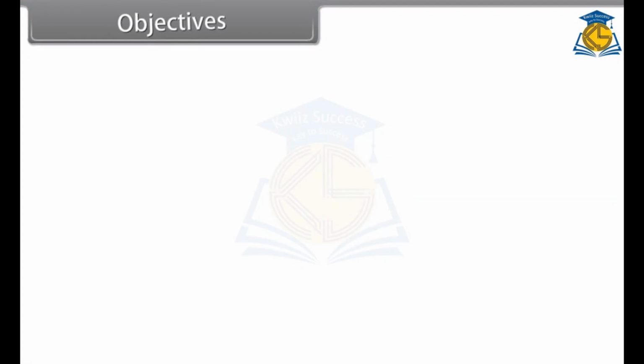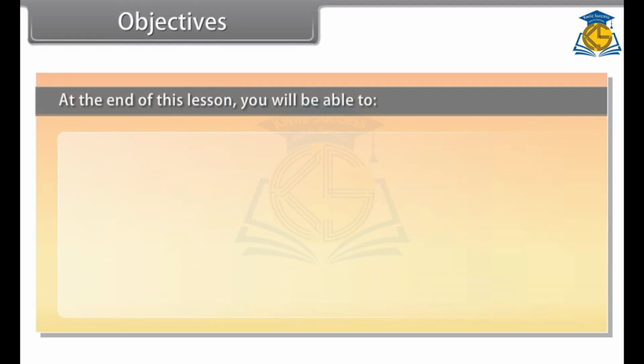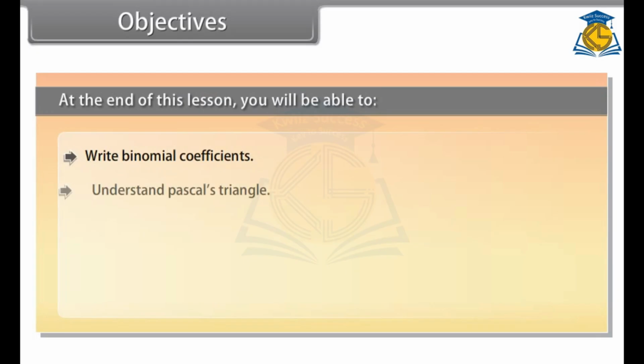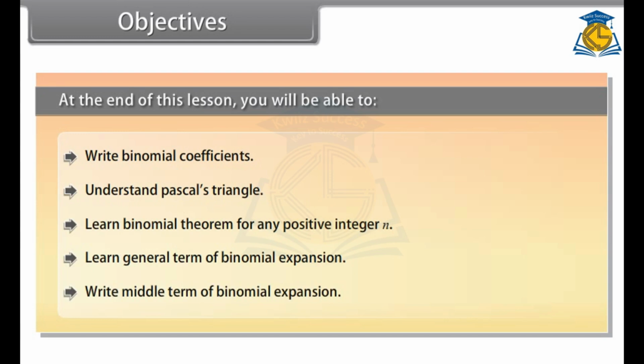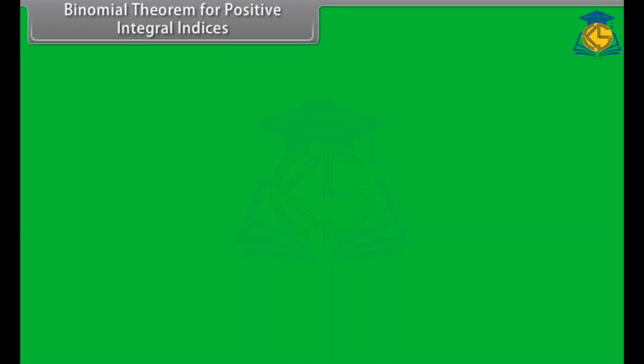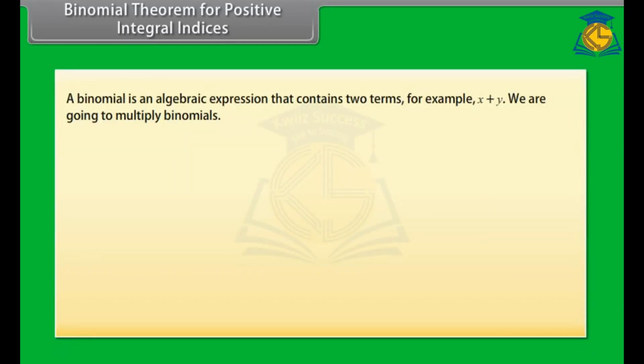Objectives. At the end of this lesson, you will be able to write binomial coefficients, understand Pascal's triangle, learn the binomial theorem for any positive integer n, learn the general term of binomial expansion, write the middle term of binomial expansion, and learn the binomial theorem for positive integral indices. A binomial is an algebraic expression that contains two terms, for example, x + y. We are going to multiply binomials.